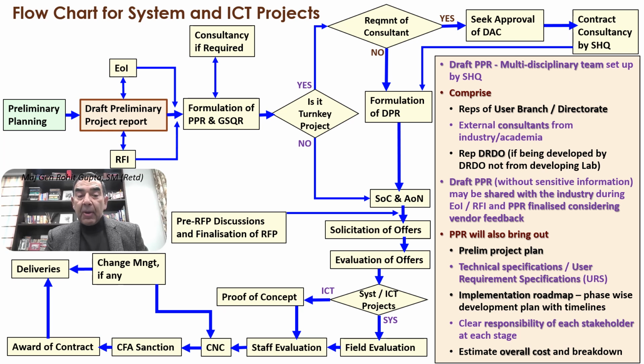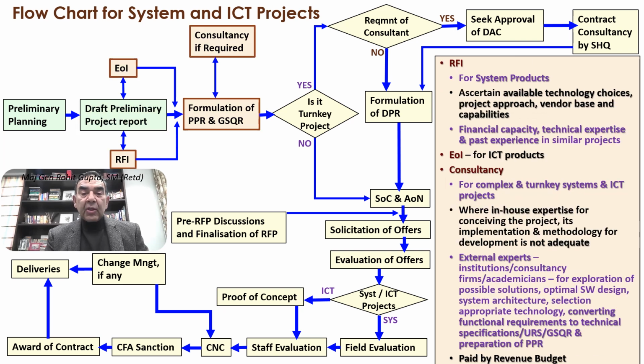PPR also brings about the preliminary project plan, the technical specification, and a new terminology of user requirement specification has been introduced. Implementation roadmap, which is a phase-wise development plan with timelines, a specific timeline and phase-wise as to how you will develop the complete system. Clear responsibility of each stakeholder is laid out in the PPR at each stage, because the stakeholders at each stage may be different. Overall cost and breakdown is laid out.